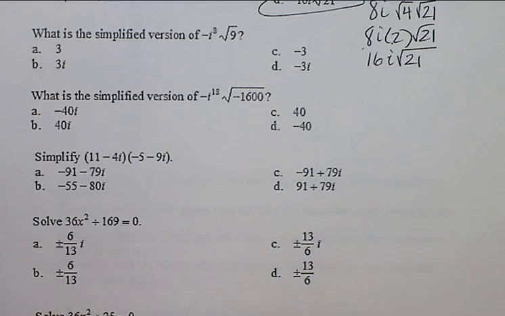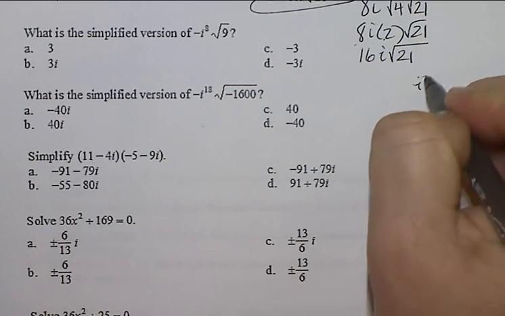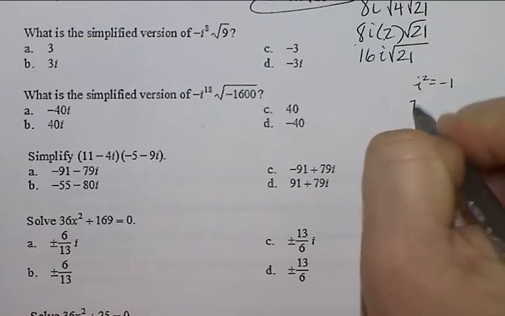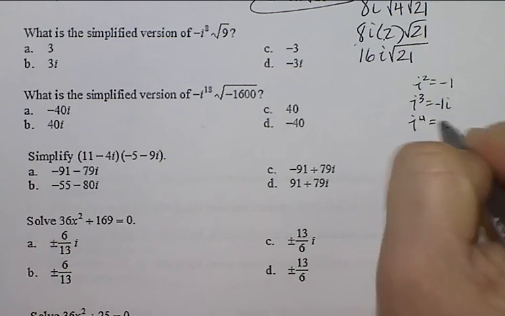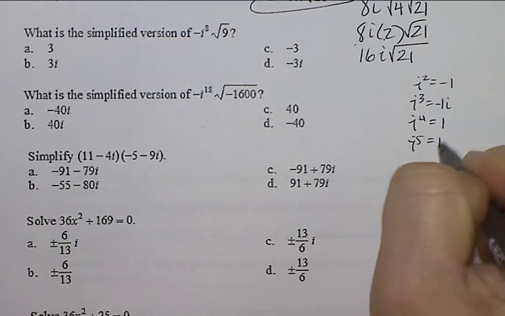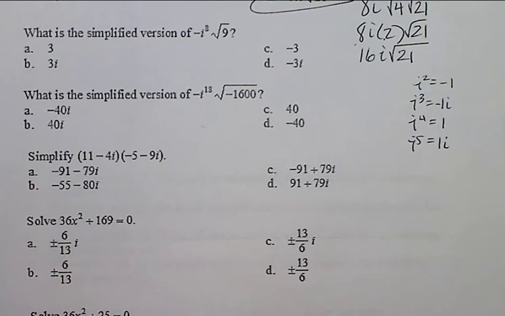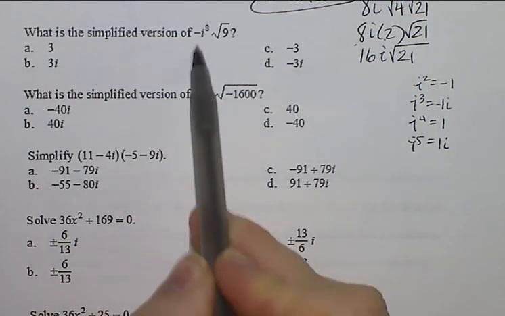So as a reminder, I know i squared is equal to -1. i to the third is going to be -1i. i to the fourth is +1. i to the fifth is +1i. And it continues that pattern. So this will be used for the next 2 problems.